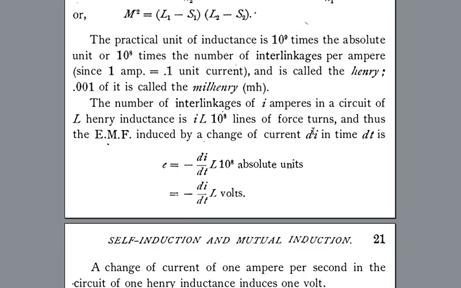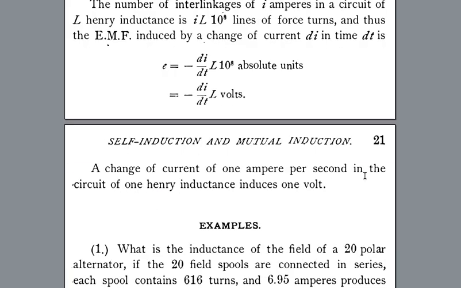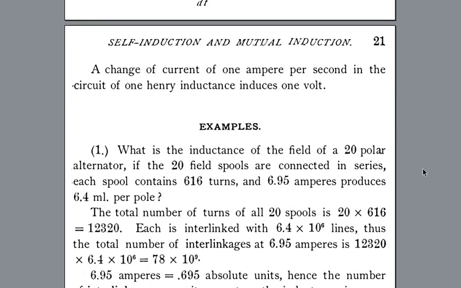The number of interlinkages of I amperes in a circuit of L Henry inductance is IL times 10 to the power 8 lines of force turns, and thus the electromotive force induced by a change of current di in time dt is equal to minus L di over dt times 10 to the power 8 absolute units. A change of current of 1 ampere per second in the circuit of 1 Henry inductance induces 1 volt.